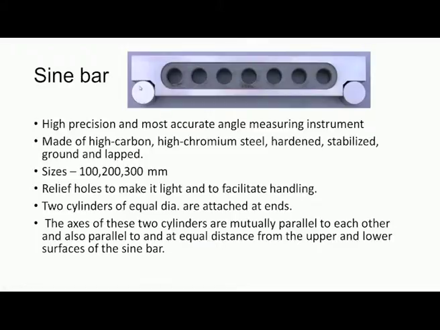The two cylinders or rollers attached at the two ends are of equal diameter. The axes of these two cylinders or rollers are mutually parallel to each other and also parallel to, and at equal distance from, the upper and lower surfaces of the sine bar. That means, the axis of this roller and the axis of this roller should be parallel to each other, parallel to the top surface of the sine bar and parallel to the bottom surface of the sine bar.